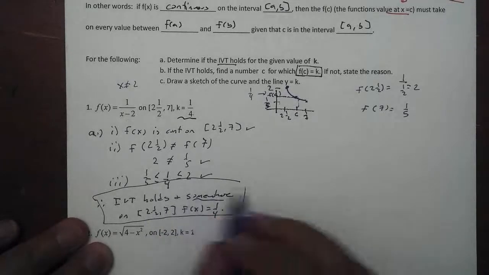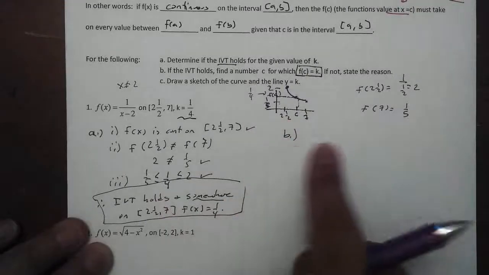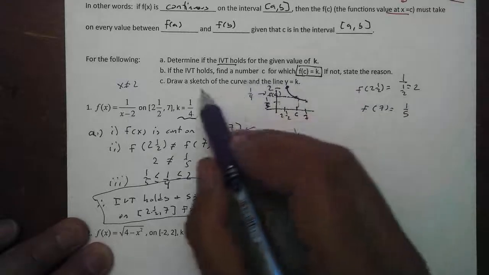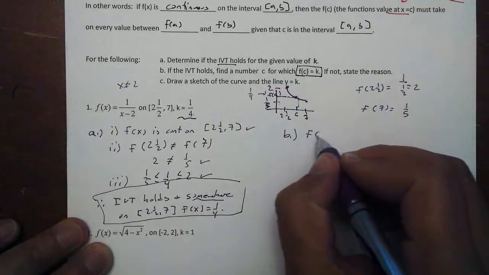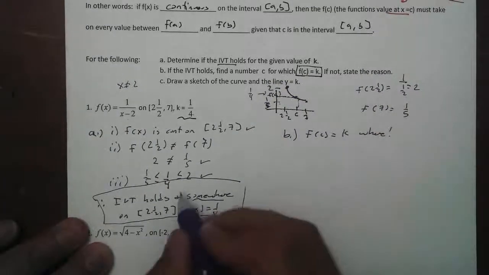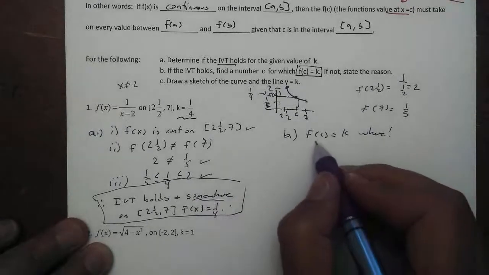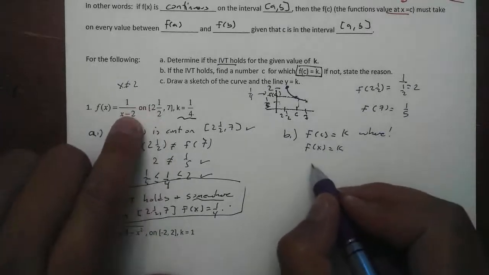It's a sentence. Now, part B is normally the one everybody's going to miss. You're all going to get this wrong on the homework, I promise. Everybody misses this one, okay? Part B says, if the IVT holds, find where it occurs. Where does f of c equal k? Be careful, this is not c. This is my k value. So f of c, really, I don't like f of c, so I just use f of x equals k. And I just plug it in.